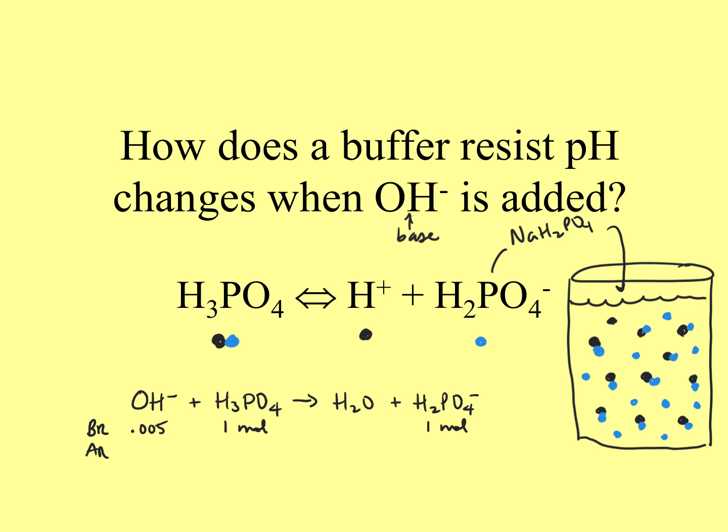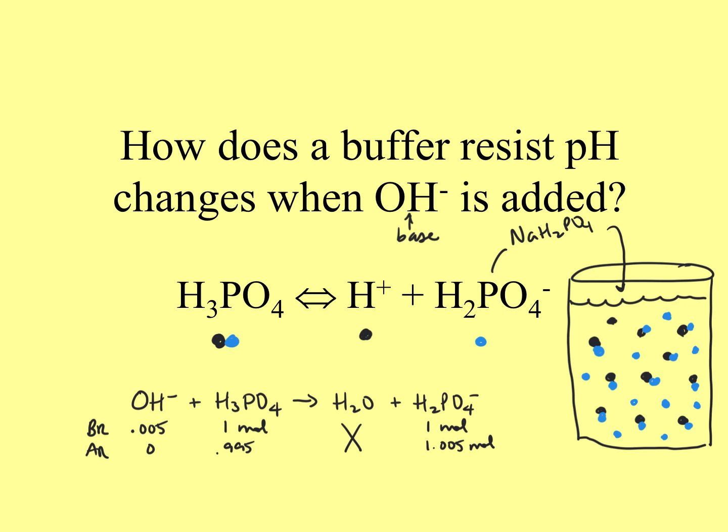Such as 0.005. We're going to ignore the water. So in the end, you're going to have 0 moles of the OH minus and 0.995 moles of the H3PO4 and 1.005 moles of the H2PO4 minus. And the ratio between the H3PO4 and the H2PO4 minus is very, very stable at 1.005 and 0.995. It stays the same, more or less. It's very close to a 1:1 ratio.